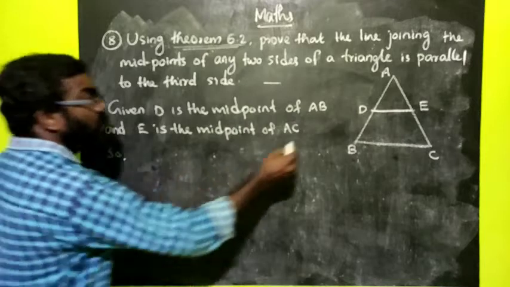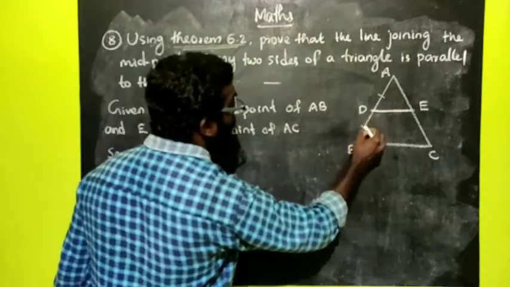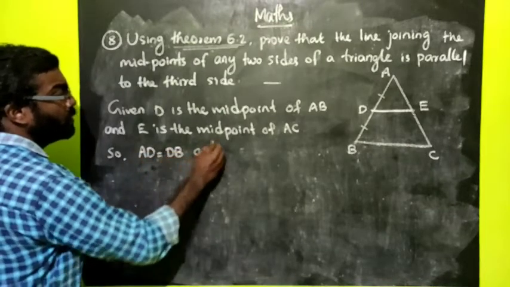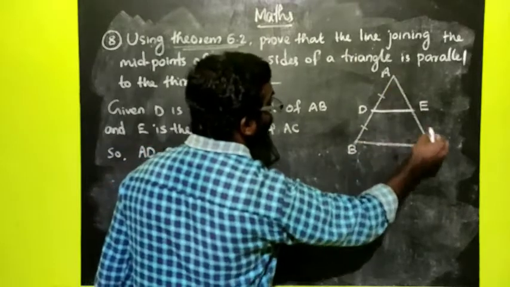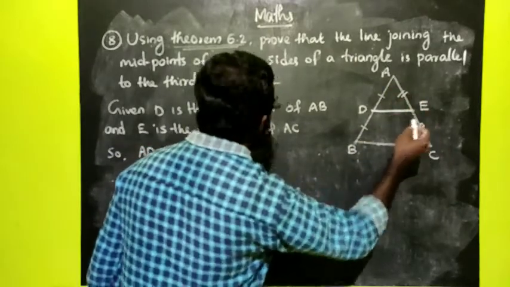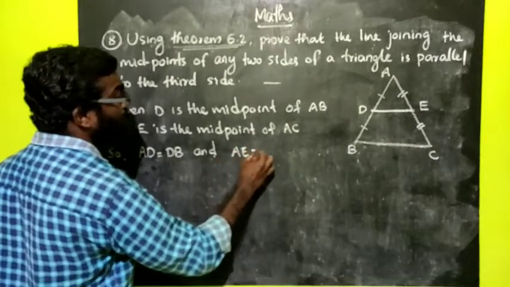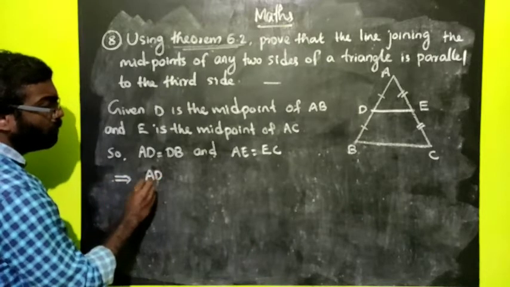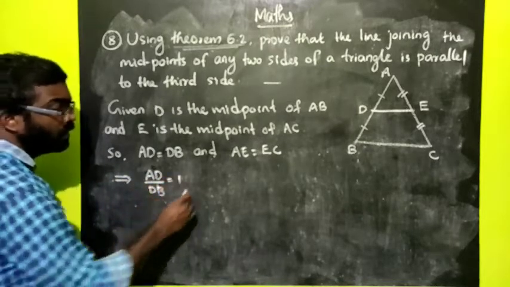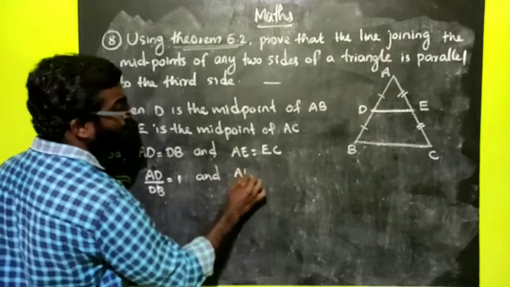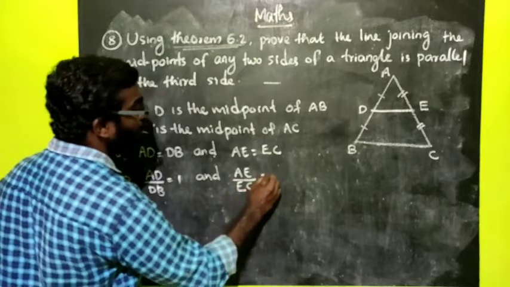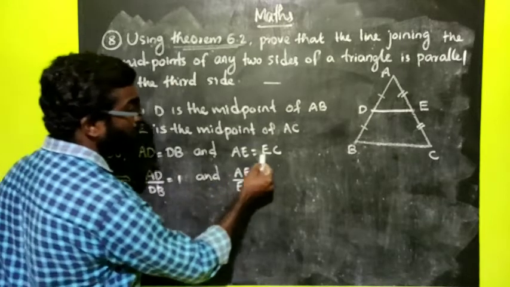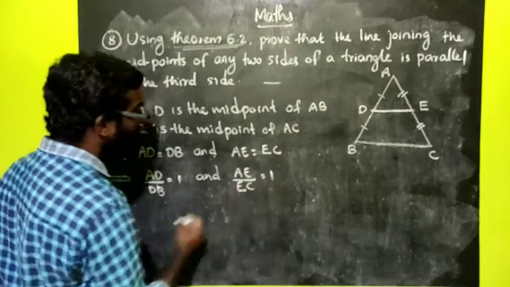So we can write, since D is the midpoint, AD will be equal to DB. And here also E is the midpoint of AC, so AE is equal to EC. Which implies AD by DB will be equal to 1 and AE by EC will be equal to 1. These two values are equal, so on dividing we get 1.